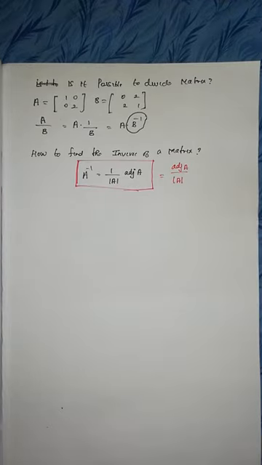Suppose for a matrix A, to find the inverse we need to find two things, which are the determinant of A and the adjoint of A.